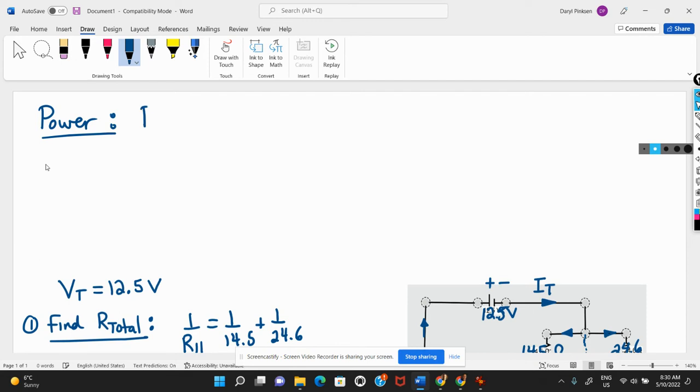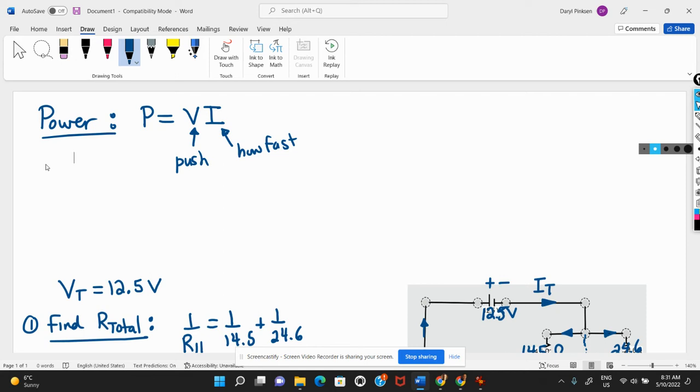And the definition of power is voltage times current. So remember, voltage is how hard the charge is being pushed, and current is how fast it's going. So a really hard push and a really high speed is going to give you more power.